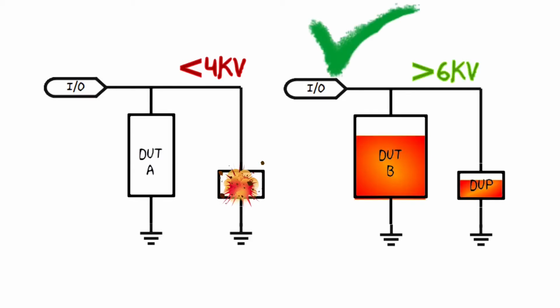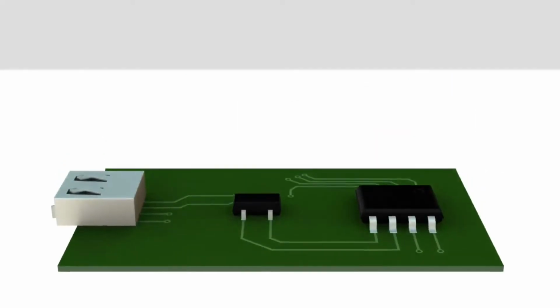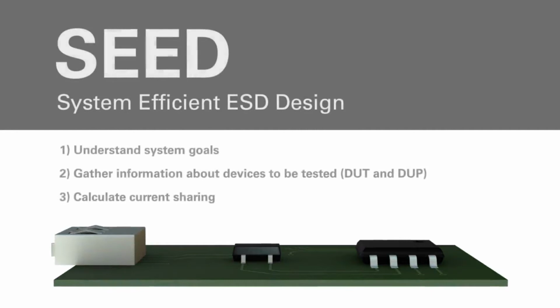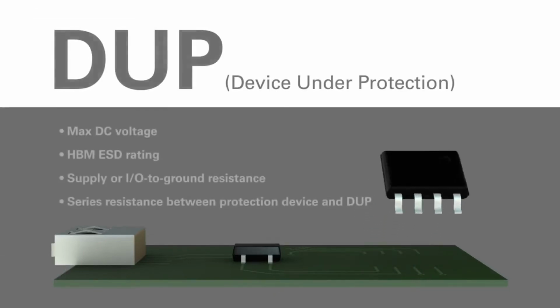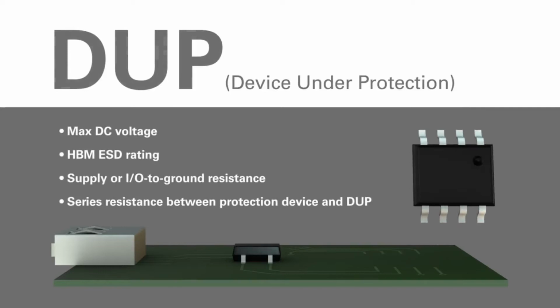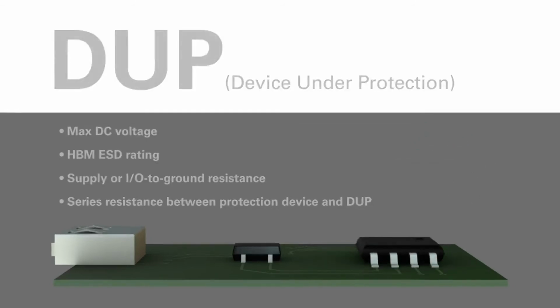The way the DUT and DUP devices interact is dynamic, and it can be analyzed by the test methodology called SEED. SEED is a system-efficient ESD design methodology introduced by the ESD Industry Council. It requires information about the device under protection in the form of a specialized ESD SPICE model for simulating high transient currents, which is substantially different than an IBIS model for signal integrity. The current sharing between the two devices is critical, and we can simulate it with the Pesto SEED simulation tool, and carefully pre-validated models.